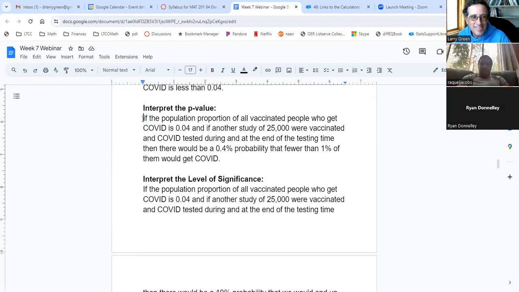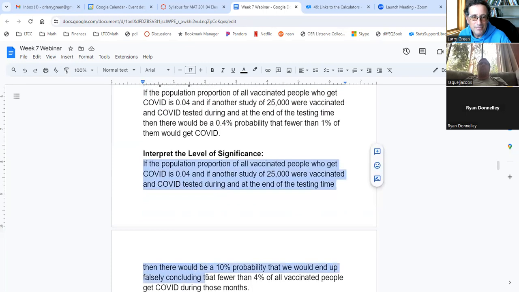So I want to do this. If the population proportion of all vaccinated people who get COVID is 0.04, and if, notice that first part is saying if the null hypothesis is true. Interpreting the level of significance starts exactly the same. If the population proportion of all vaccinated people who get COVID is 4%, and if, all that is exactly the same.